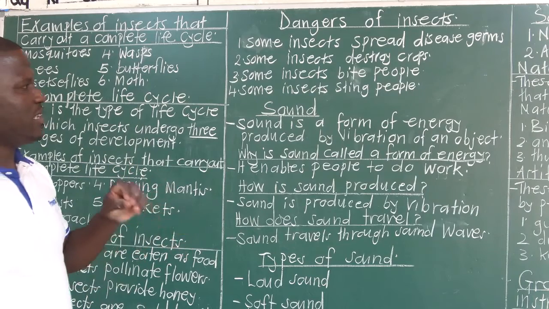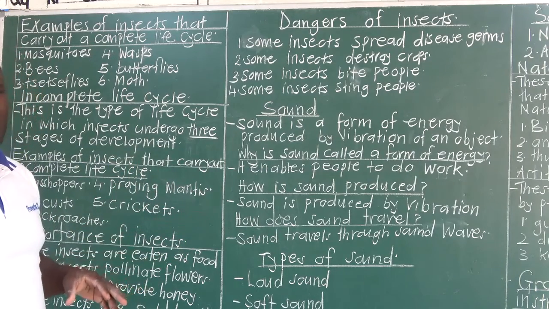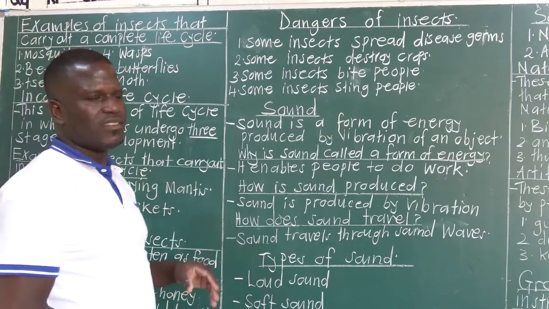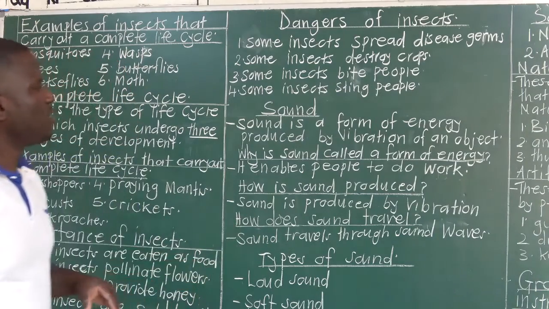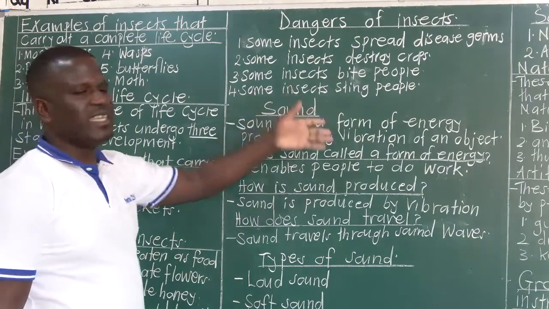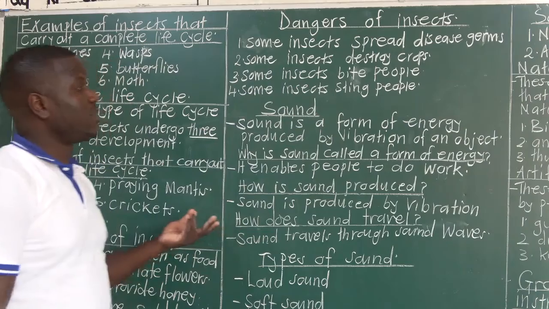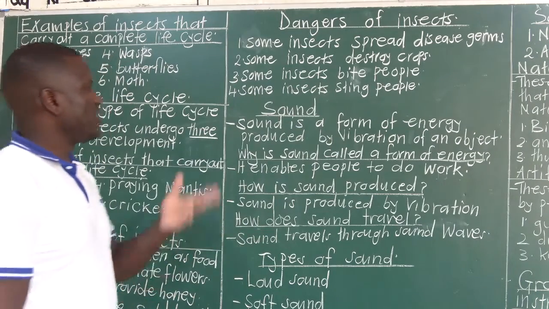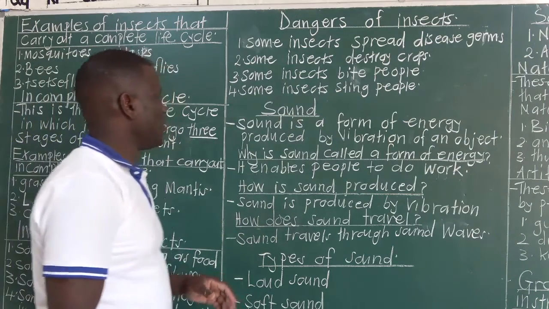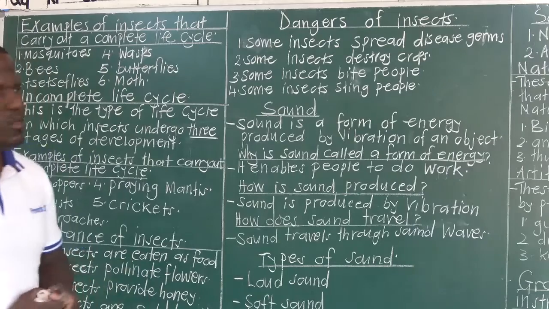Then some insects bite people, like we have insects which can bite, like tsetse flies. They can bite and spread diseases like sleeping sickness. We have mosquitoes which bite and they spread malaria and so on. Then some insects sting people, like bees, they sting. Wasps, they can sting, and so on. That is all about that topic.